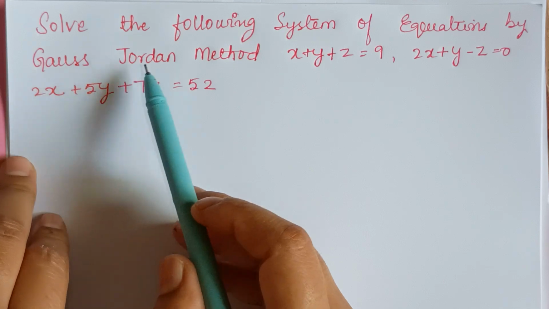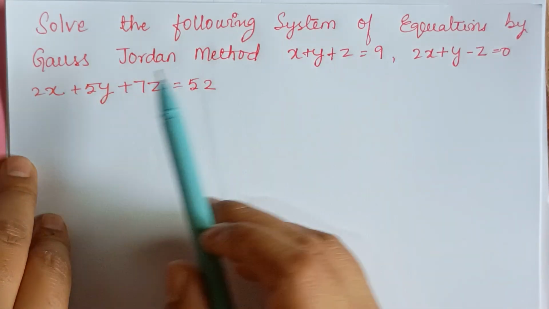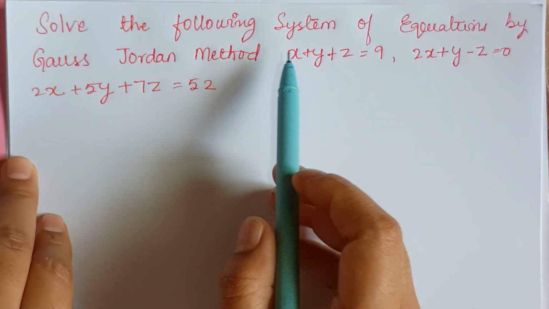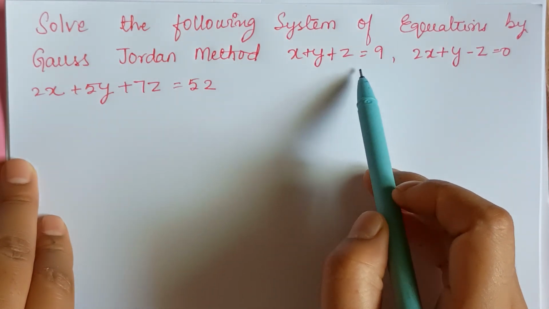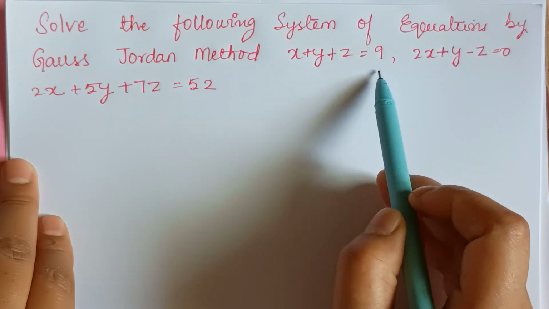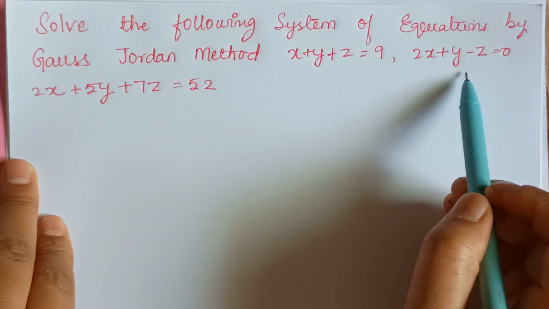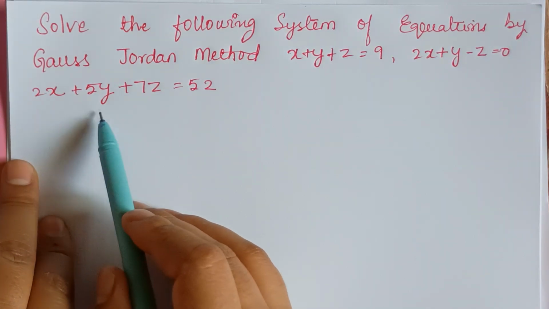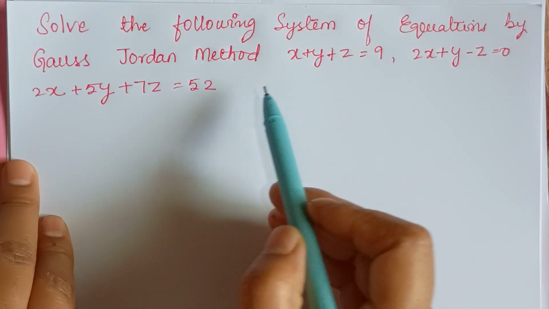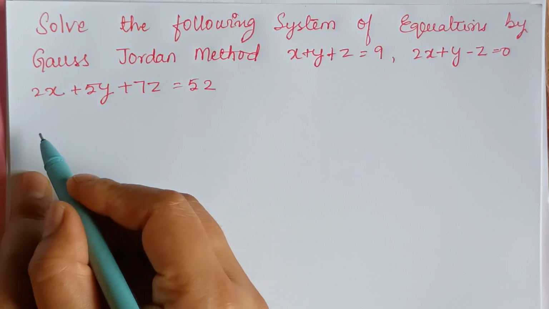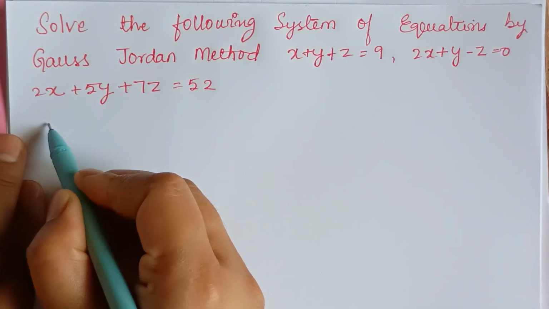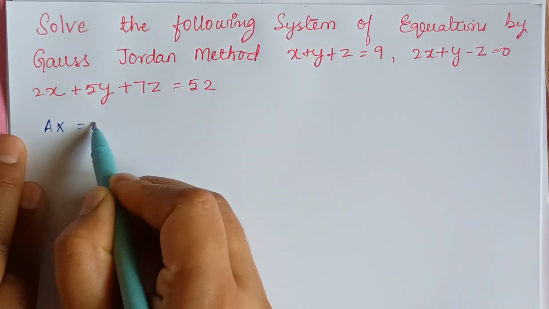In this video, we are going to solve the following system of equations by the Gauss Jordan method. The system of equations are x plus y plus z equals 9, 2x plus y minus z equals 0, 2x plus 5y plus 7z equals 52. I'll write this down in the Ax equals B format.